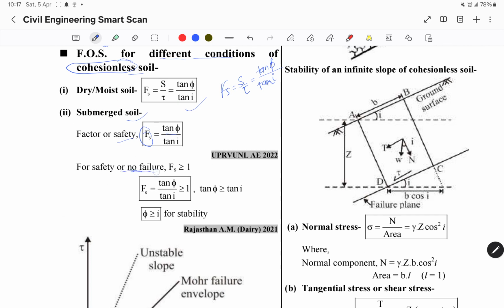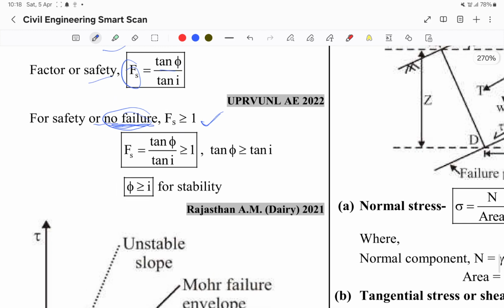For safety, that is no failure, Fs is greater than or equal to 1. Fs is equal to tan phi upon tan i, greater than or equal to 1. So tan phi is greater than tan i, and phi is equal to or greater than i for stability.